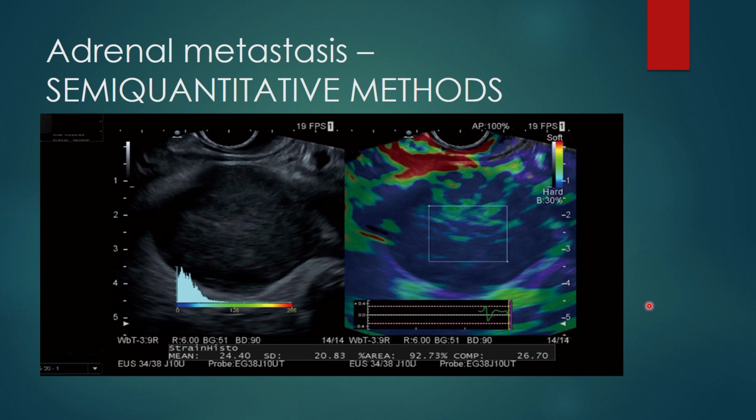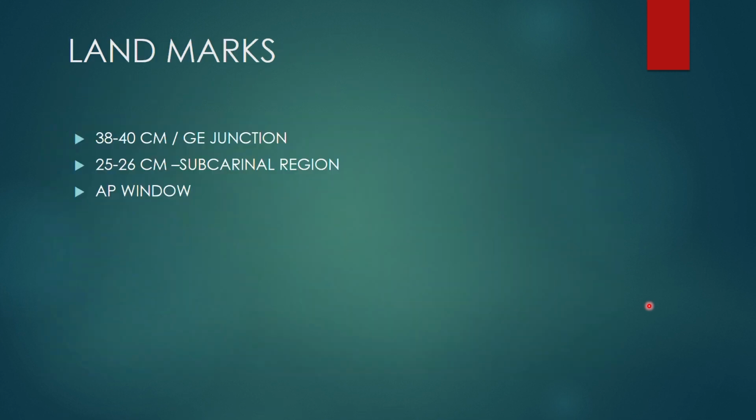One of the few things is that the stations in the EUS are fixed. If you want to do a quick subcarinal node sampling, it is always located at 25 to 26 centimeters. You can pass the scope up to 26 centimeters and look up anteriorly, and the node will be there. But the GE junction is variable. In 80% of people, the GE junction in females will be around 37 centimeters, in males 38 to 39 centimeters, and tall 6-footers will have 40 to 41 centimeters. So one can go up to the lower part and come over there. So these are the fixed landmarks.